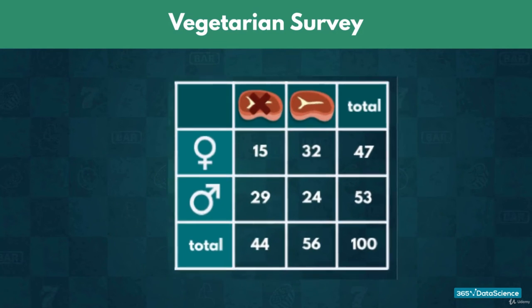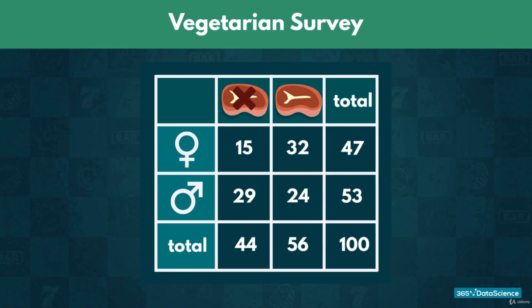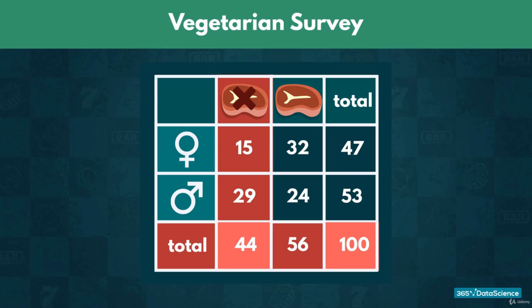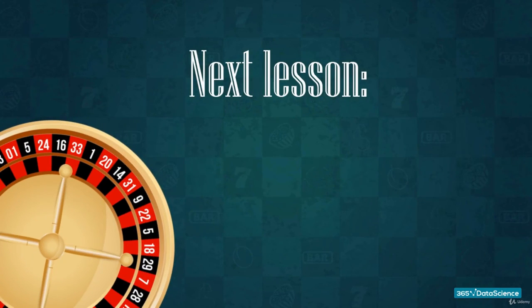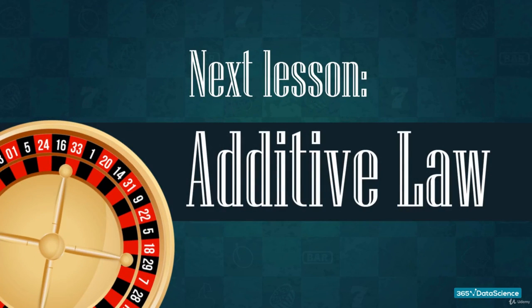We can refer back to the table and confirm the probability of being vegetarian is indeed 0.44. So, our answer checks out. Great! In the next video, we are going to introduce the additive law and the multiplication rule.